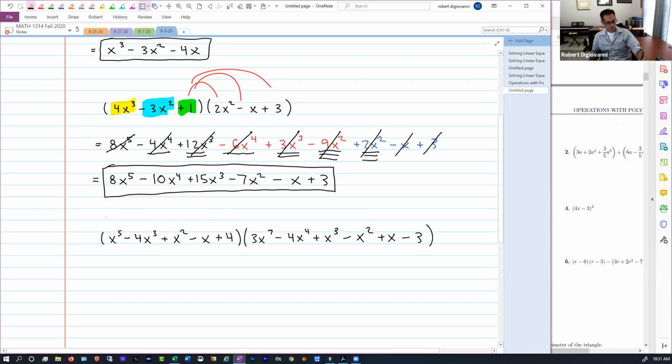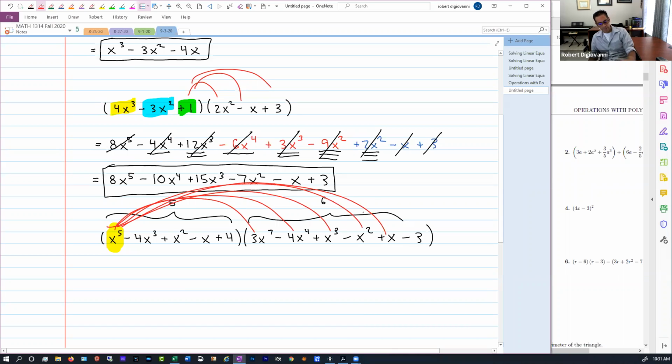let's see, how many terms are in this polynomial, or how many monomials? We have 1, 2, 3, 4, 5. We have 5 here. And here we have 1, 2, 3, 4, 5, 6. So I would start off with this first one. I would pass that through to all 6 of these, right? Do those 6 multiplications. Then I'd move on to the next one and go 6 again. And then the next one, 6 again. The next one, 6 again. Then next one, 6 again. So how many multiplications would I wind up doing? How many would that be?